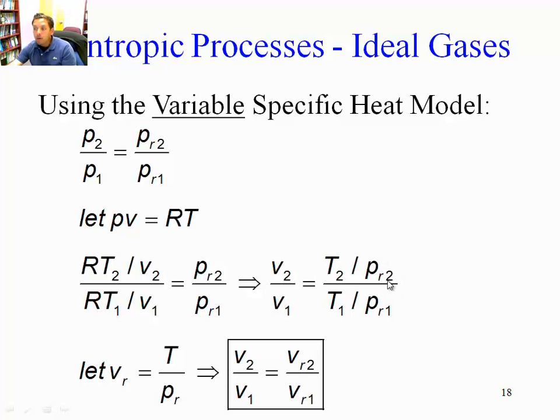Now remember that PR was a function of temperature. It was e to the power of S0 divided by R. And therefore T divided by PR is also only a function of temperature, so we can include it in that table. Let's call it VR. VR is equal to the temperature divided by PR. So V2 over V1 is equal to VR2 over VR1. Only for isentropic processes when using the variable specific heat model, using tables.